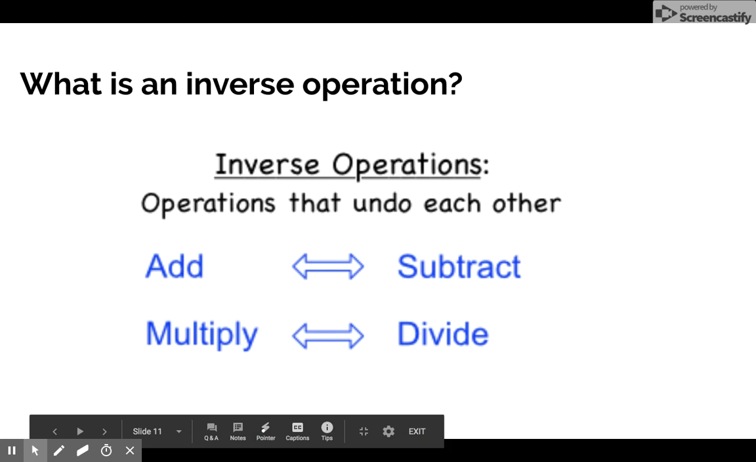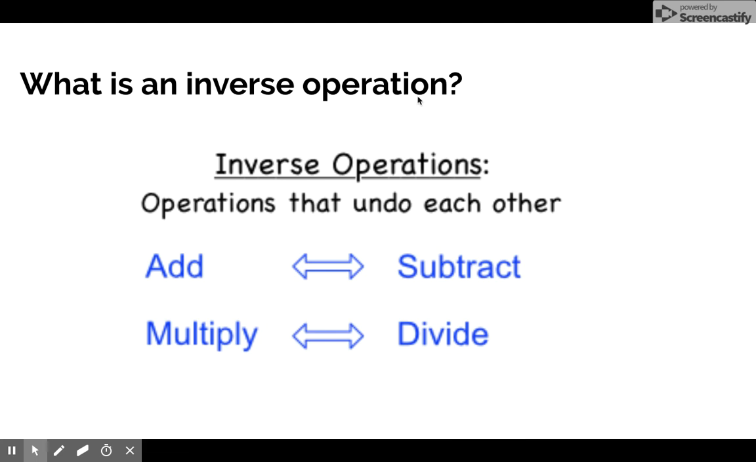So before we start taking notes on one-step equations, we're going to talk about what is an inverse operation, because those become very important for solving equations. An inverse operation are operations that undo each other. For example, the inverse of addition is subtracting, and vice versa. Subtracting, the inverse is addition.